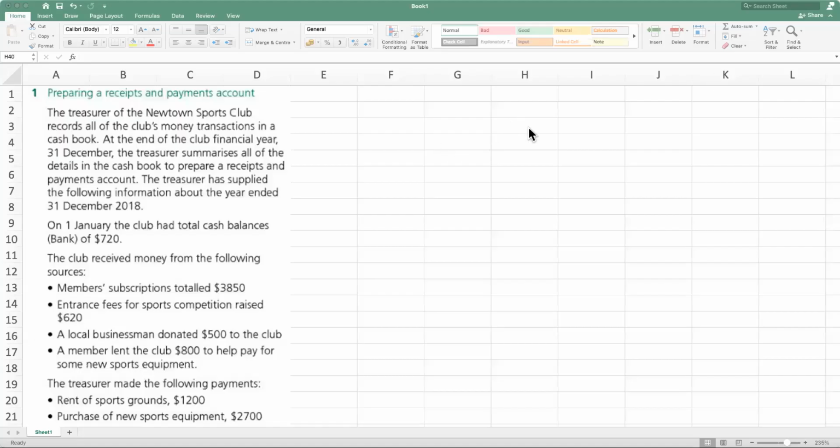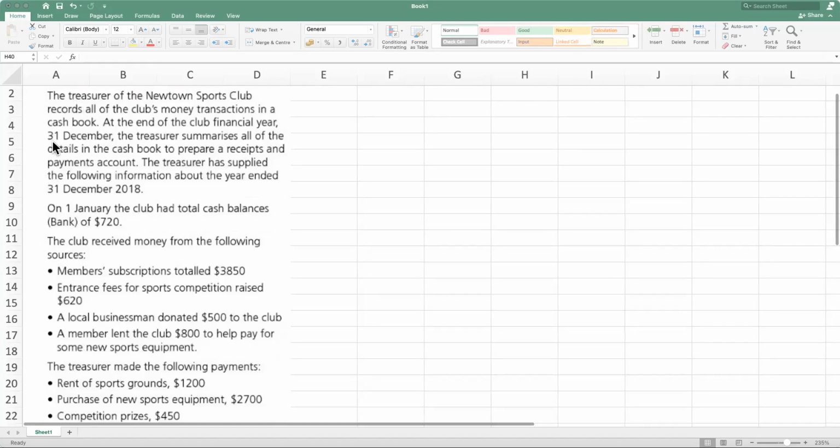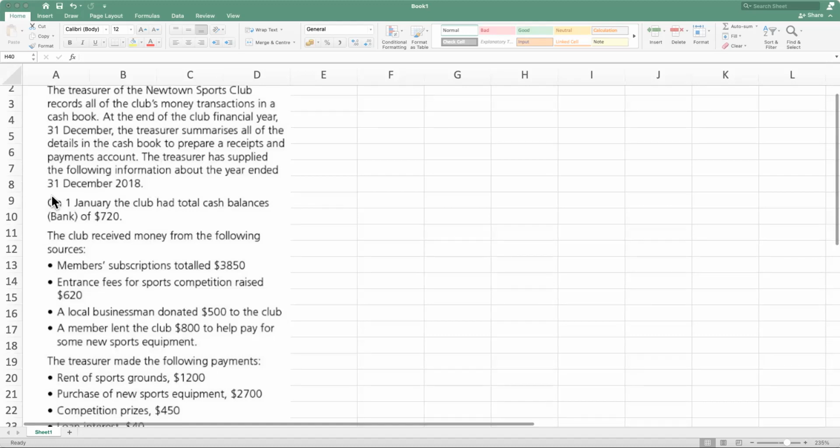So we're looking at number 1. Preparing a receipt and payment account. The Treasurer of Newton Sports Club records all the club's money transactions in the cash book. At the end of the club financial year, 31st December, the Treasurer summarizes all the details in the cash book to prepare a receipt and payment account.